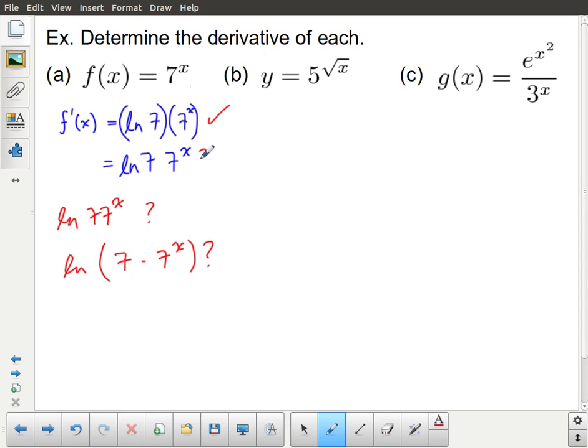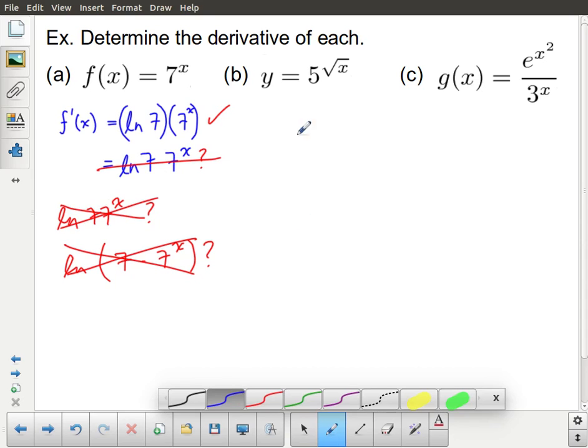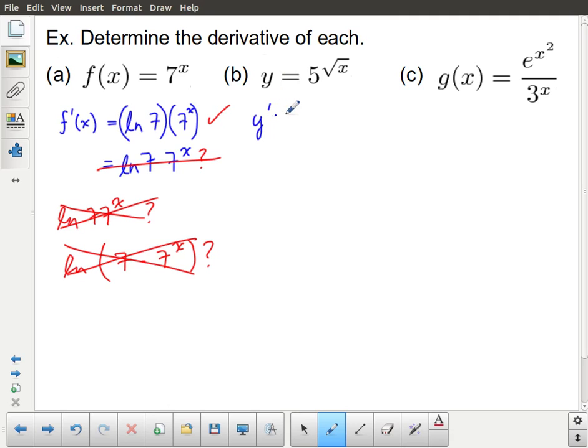This is questionable, so I would avoid that because neither of those is actually the correct interpretation. How about this next one? This time I'm using xy notation, so we would write this as y prime is equal to the ln of 5, because that's the base, multiplied by the original exponential function, 5 to the exponent square root of x.